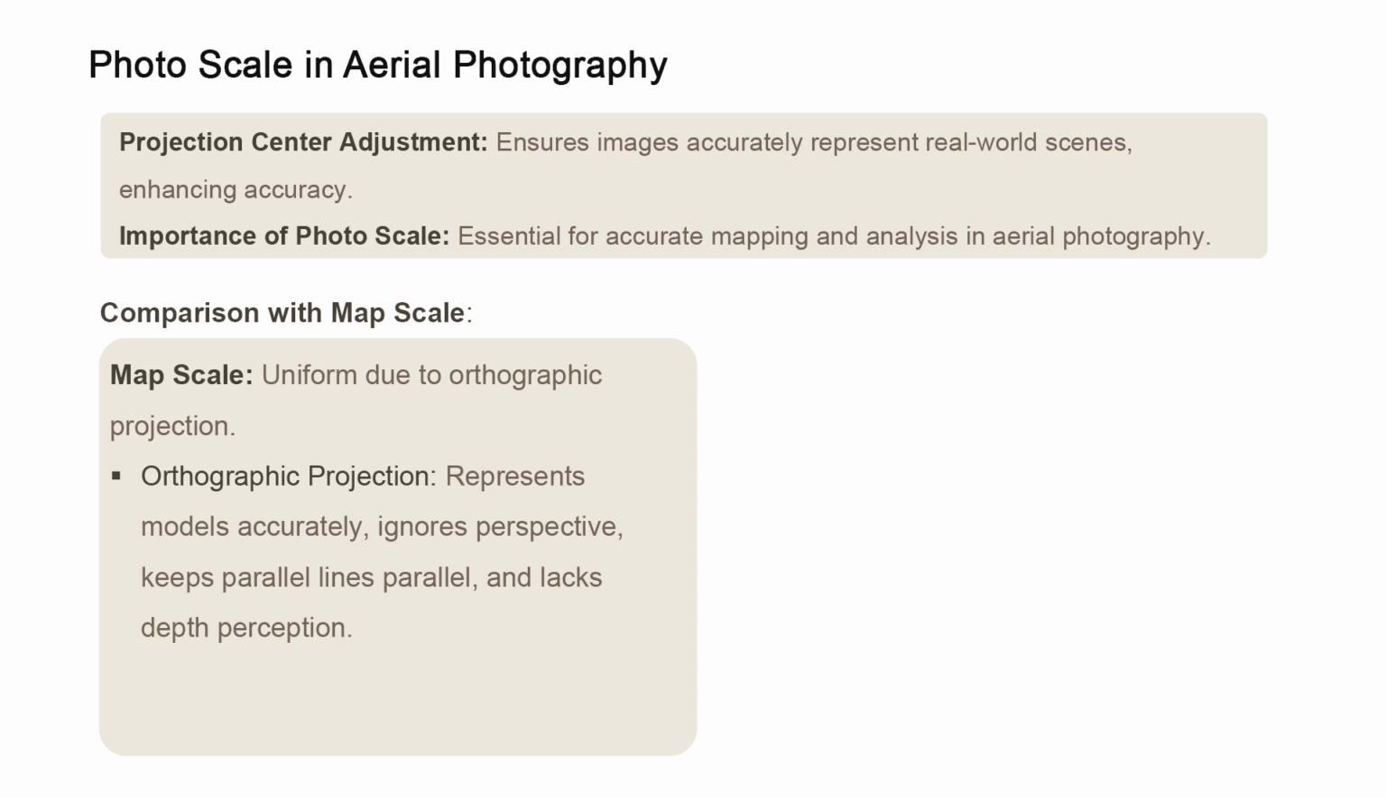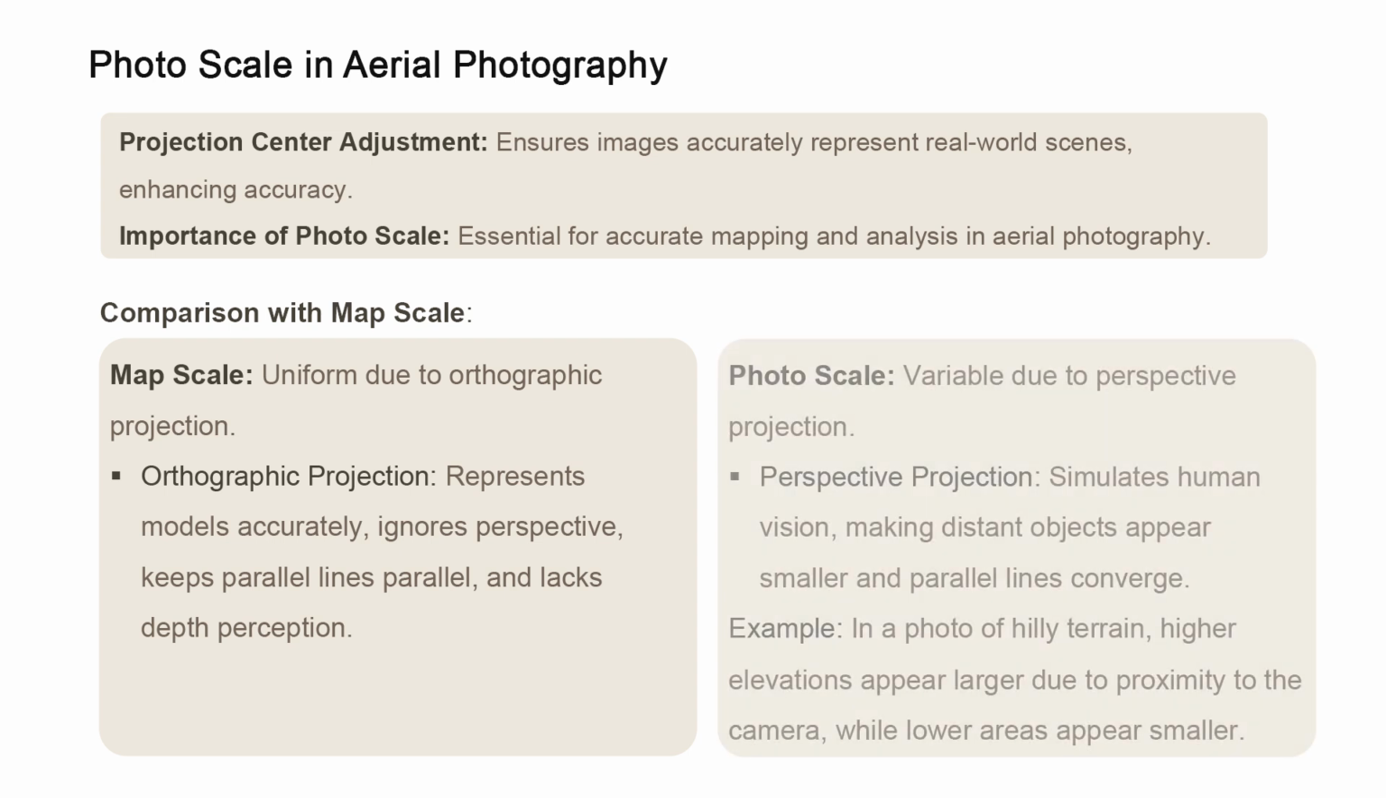This type of projection is used to accurately represent the models. It ignores perspective, so parallel lines remain parallel and there is no perception of depth. This makes it easier to work with and useful when making accurate measurements. However, in a photograph, the scale can vary because it is a perspective projection.